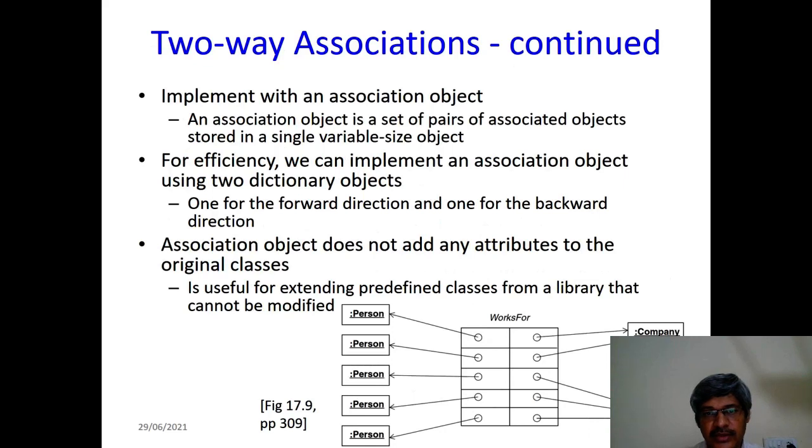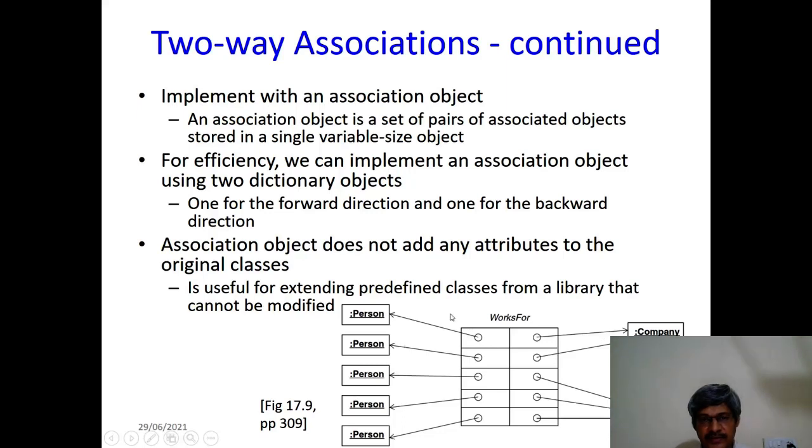So there is also a third way possible for implementing this bidirectional association. You can implement it with an association object. An association object is a set of pairs of associated objects stored in a single variable. It is a set of pairs of associated objects, and each object here is a single variable. It has a pointer to that particular person. Say you have this associated object. These two pairs of objects with two pointers will say there is an association between the person and the company. So this is how you can implement it.